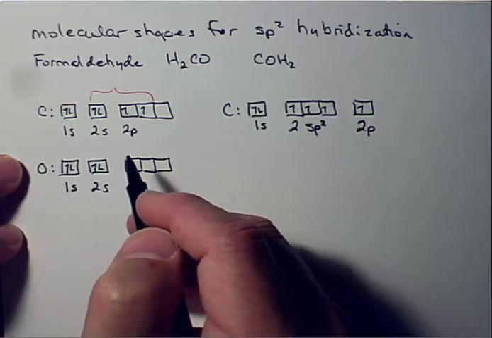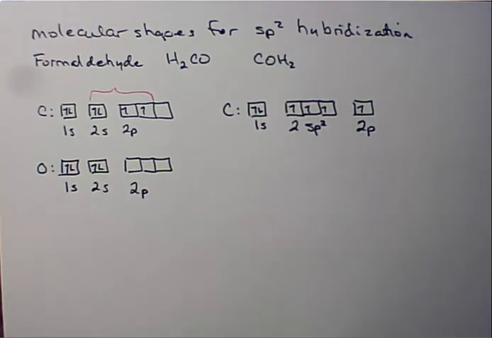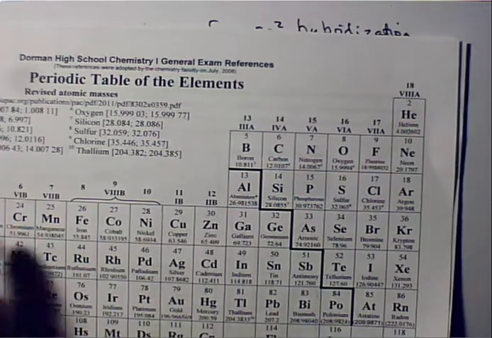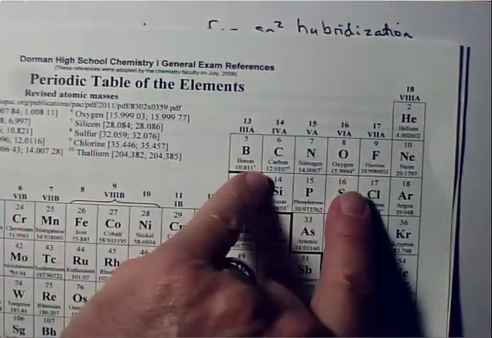Not in the p sublevel. You have 6 total in the valence level. How many in the p sublevel? 4. You need to know this. Now, if you don't remember how to do that, guys, get out your periodic table and figure it out. 1, 2, 3, 4. That's your valence electrons in the p sublevel.